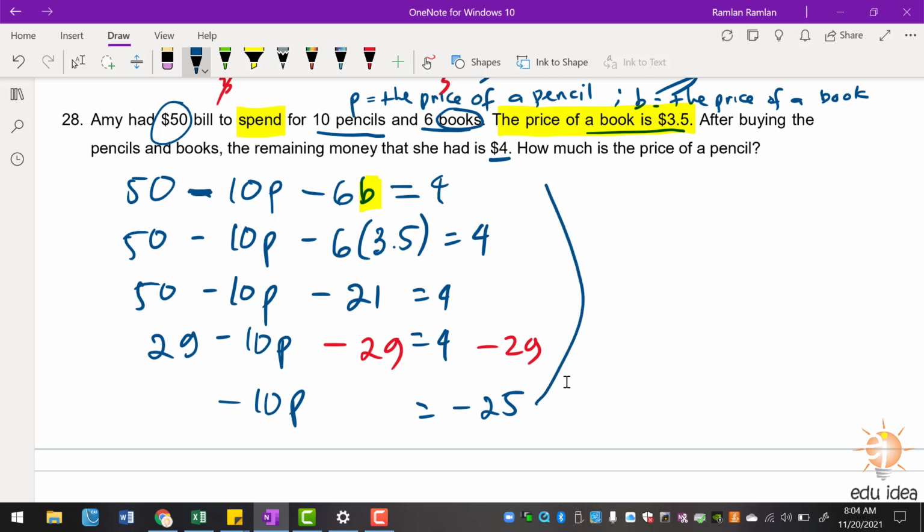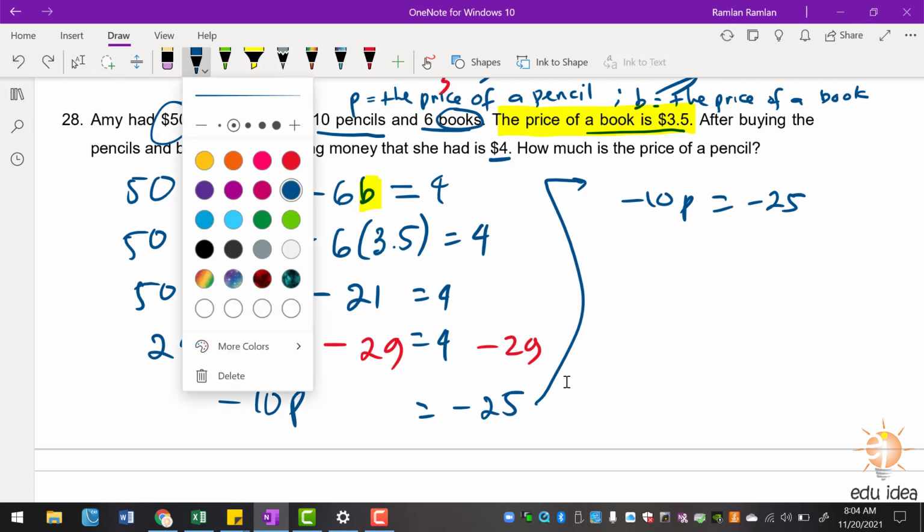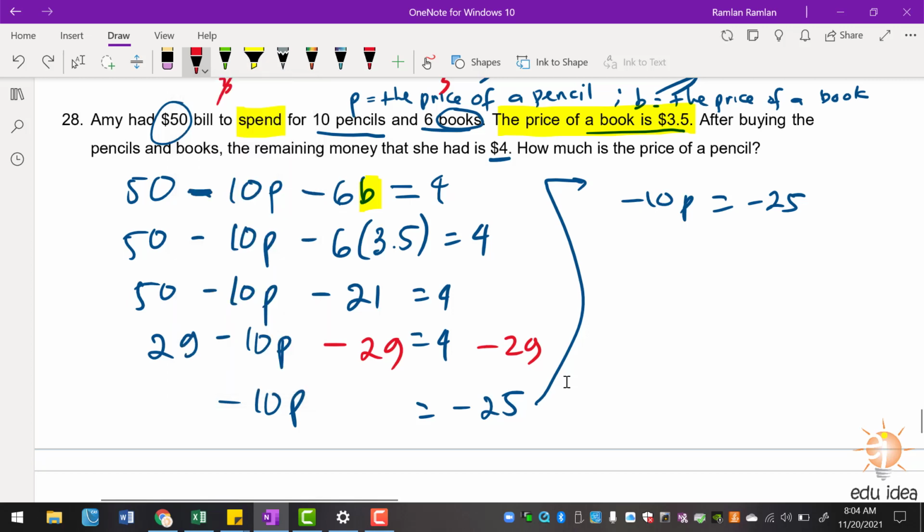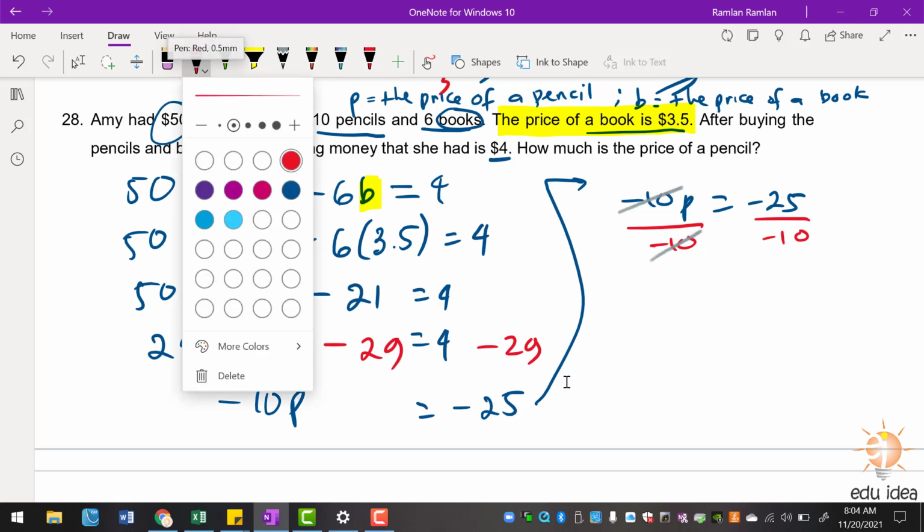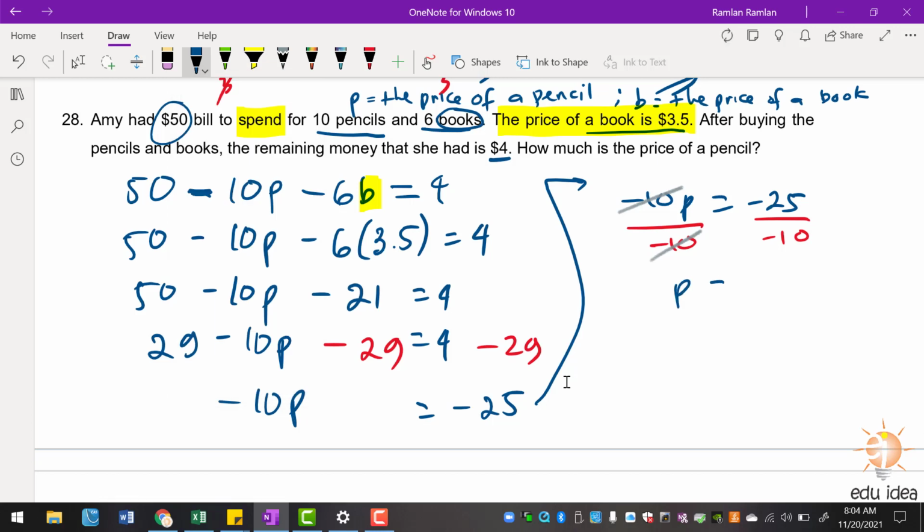Okay, so I'm going to rewrite that again. We have minus 10P equals minus 25, and then we want to get rid of this minus 10, right? So divide both sides by the same exact number, which is minus 10. Divided by minus 10 and divided by minus 10. So again, be careful, guys, with negative numbers, okay? So we can cancel this, and you get p on the left side of the equal sign, and then 25 divided by 10 will be 2.5, right?